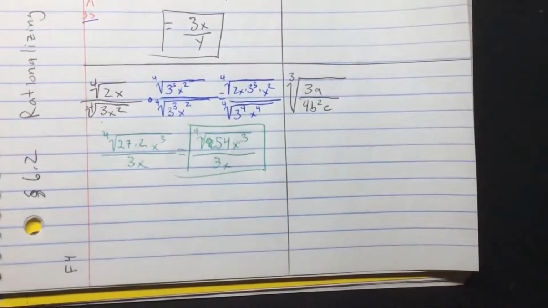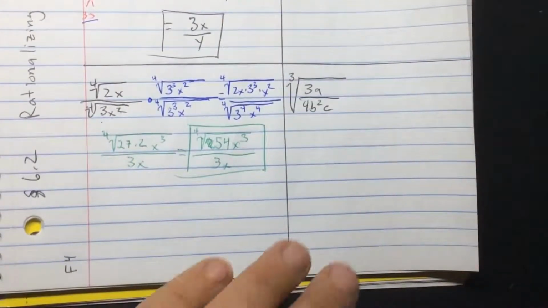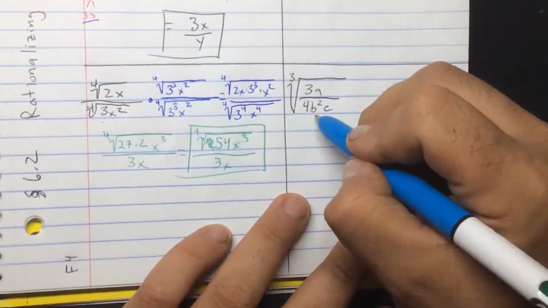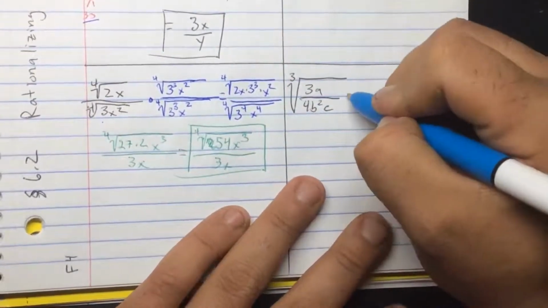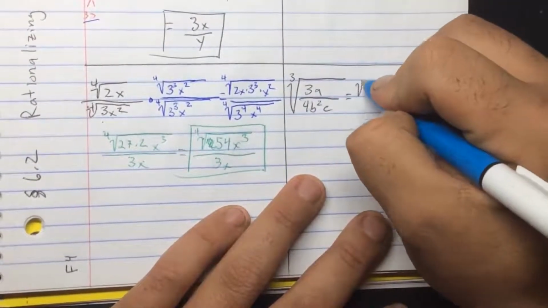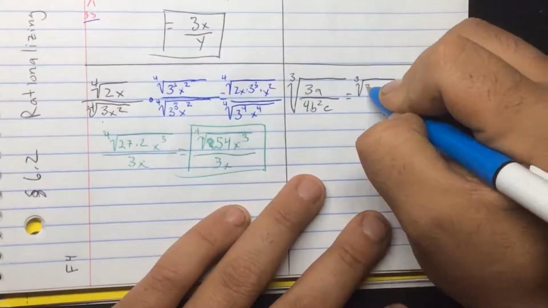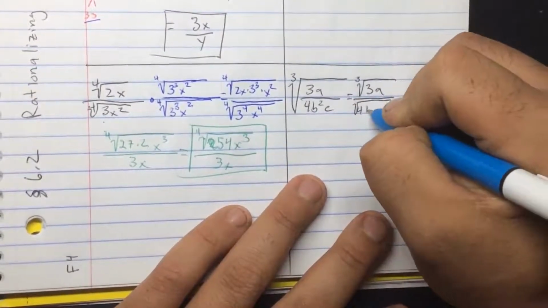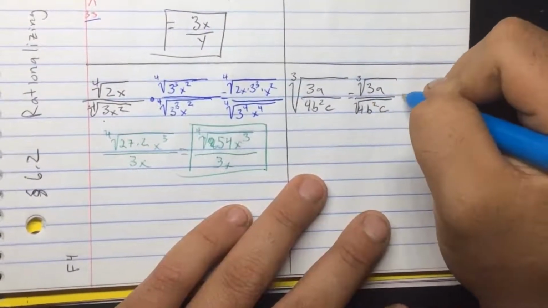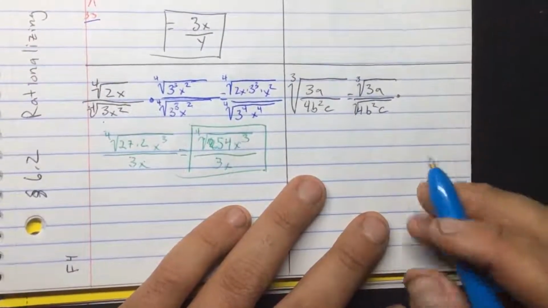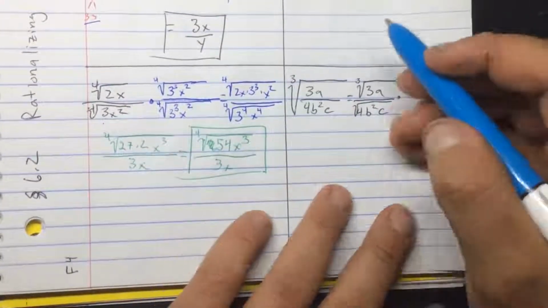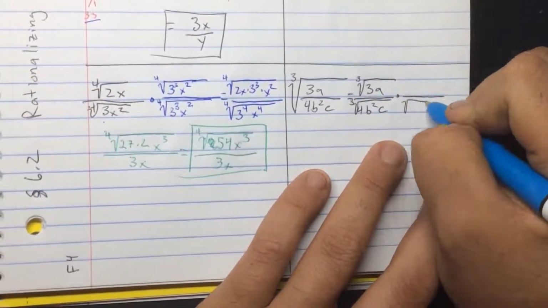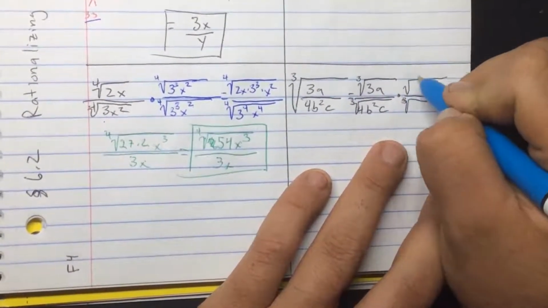All right, last but not least, we have the cube root of 3a divided by 4b squared c. So before we do anything, we're actually going to separate these two into the cube root of 3a on the numerator and then the cube root of 4b squared c. And then we know we have to multiply by the common roots for the denominator, for the cube root. So we're going to multiply the numerator and denominator by a cube root.